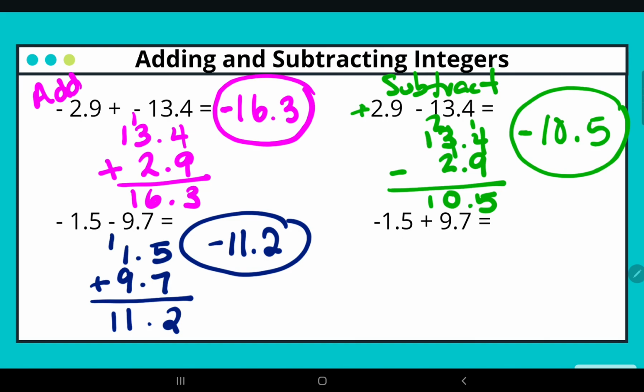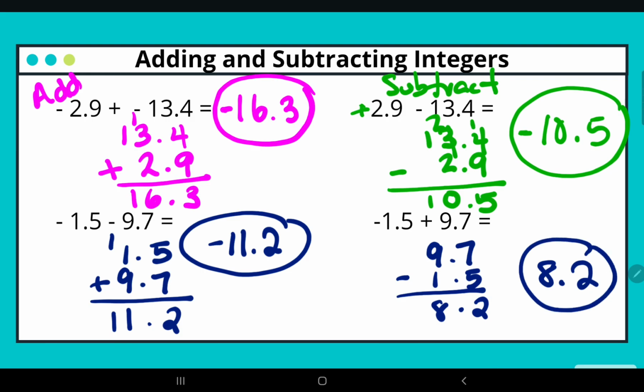So here we have different signs, so we're subtracting. Seven minus 5 is 2. 9 minus 1 is 8. Keep the sign of the larger number, which happens to be positive, so that will stay positive.